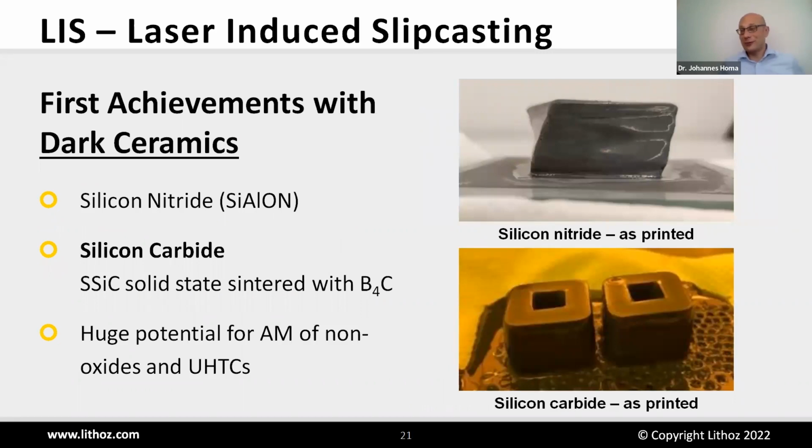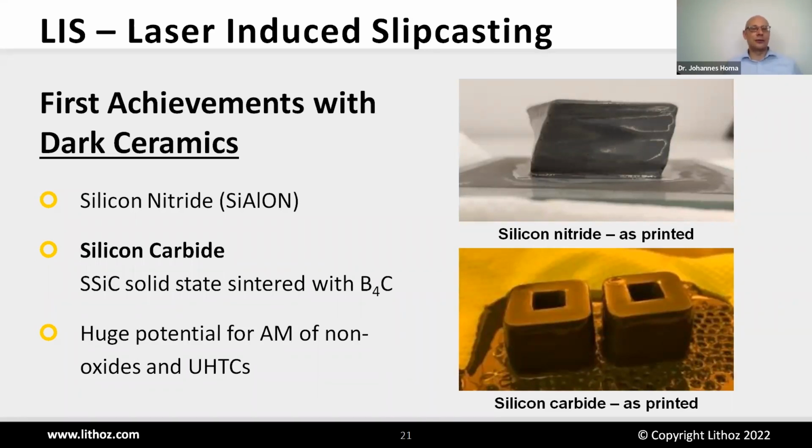And here we've also done some first achievements with dark ceramics. We've used silicon nitride, which can also be processed by LCM, I have to say. But most important is that we can use silicon carbide here, really the SSiC, the sintered silicon carbide. And we already have some first very good, very promising results. You can see some parts in the lower right corner. The first shot of the density was close to 99%. So this is something where we see a lot of new potential for using silicon carbide.